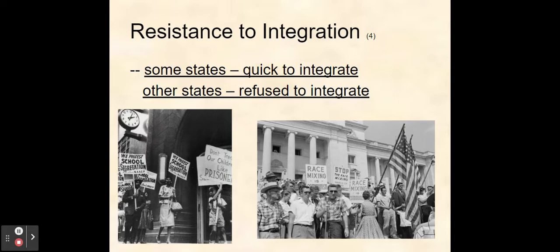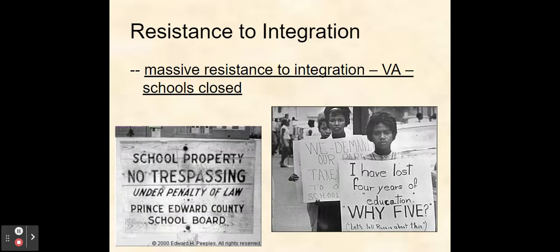Now in Virginia, in some areas, there was massive resistance. In some cases, the schools just closed. That's what you see here in the picture from Prince Edward County: school property, no trespassing under penalty of law. They just closed the school.